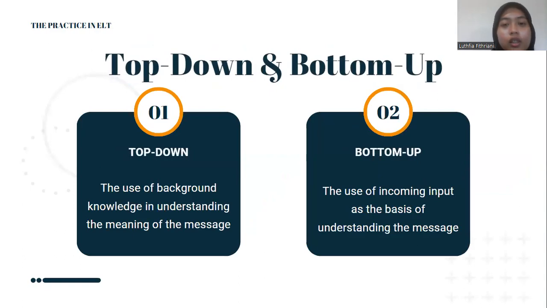In teaching the language learning, there are two processes involved, top-down and bottom-up. Top-down is the use of background knowledge in understanding the meaning of the message, while bottom-up is the use of incoming input as the basis of understanding the message.